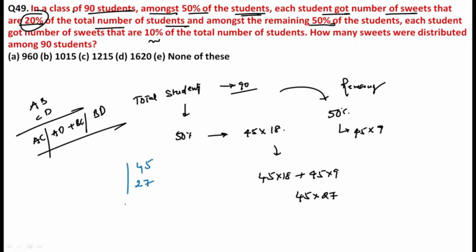45, 27. Those calculations we already did in the previous series. Just go and watch the speed calculations. That is the first session in the earlier TCS NQT series. You can get the whole calculation.